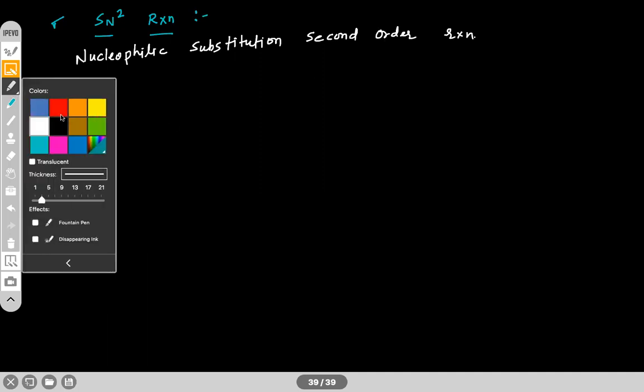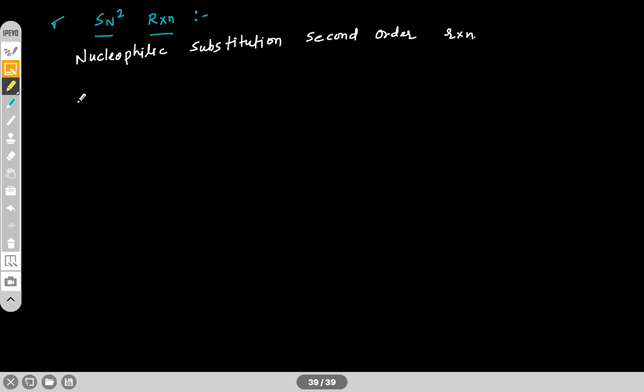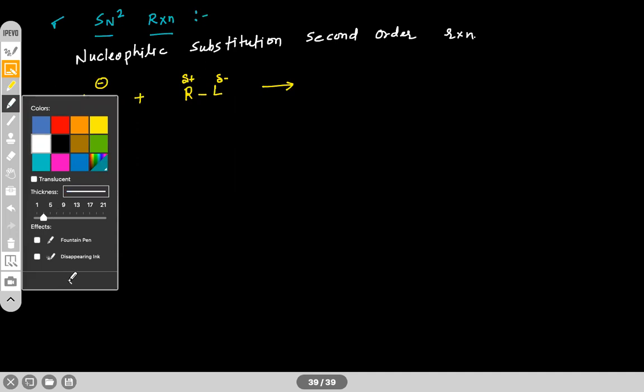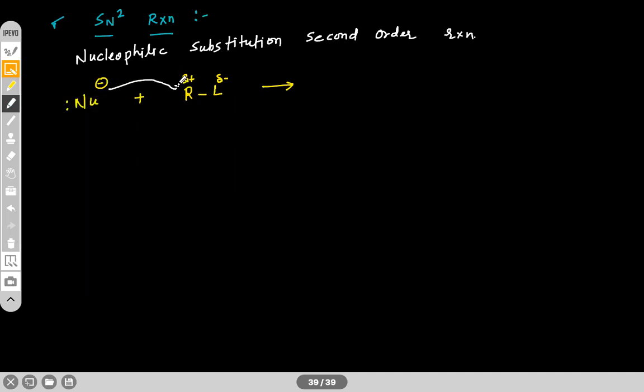Now, look at this reaction. If I write down one general reaction here of Sn2 type, we have a nucleophile and a substrate. Substrate is an alkyl group with a leaving group attached over here. So what happens in this? Suppose we have delta negative and delta positive charge here. This nucleophile is attracted towards the positive charge species like this. So this nucleophile wants to attack this carbon atom, which has the partial positive charge. And this nucleophile wants that this leaving group goes out and it will make a bond with this carbon atom over here.